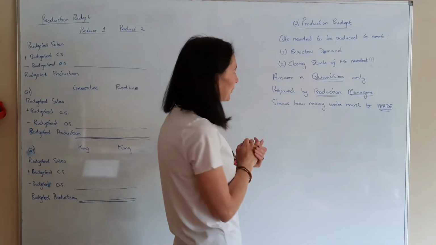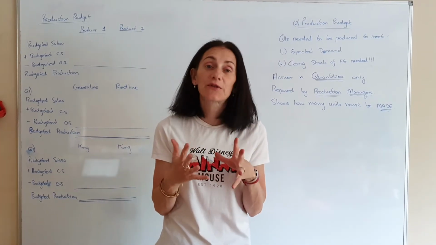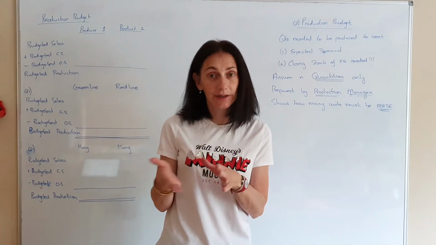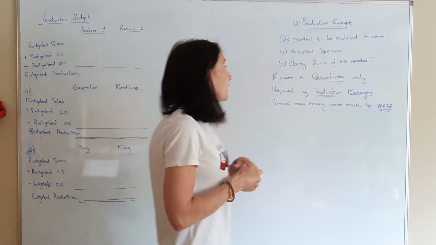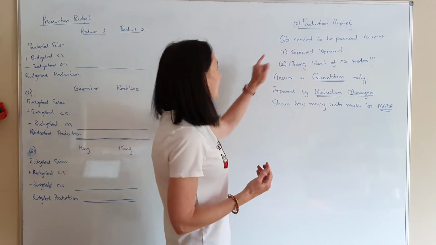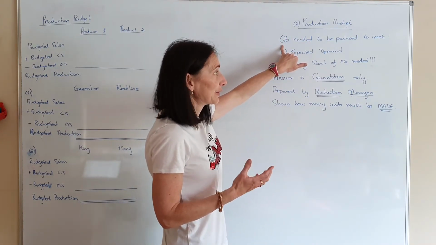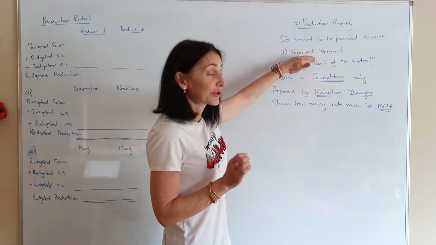Okay, number two, your production budget. So just remember, number one is your sales budget. With your sales budget, you're trying to figure out how much you believe you're going to sell in the next, I'm going to say month, right? So if you're going to sell things, obviously you need to make them. So the production budget is the quantities needed to be produced to meet your demand.